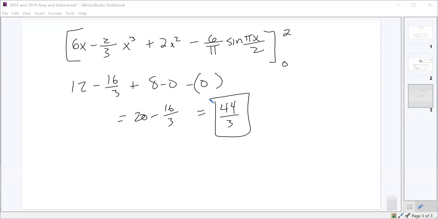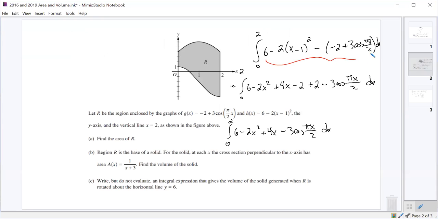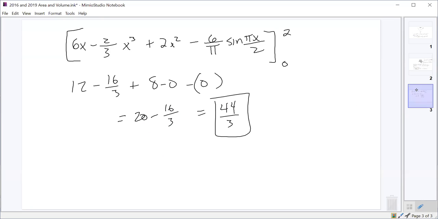That one was actually worth 4 points. 1 point for having the correct thing inside the integral. 1 point for correctly anti-differentiating this one. 1 point for all of the other correct antiderivatives, and 1 point for the final answer. Any questions there on part A?